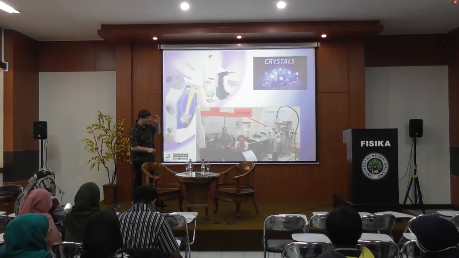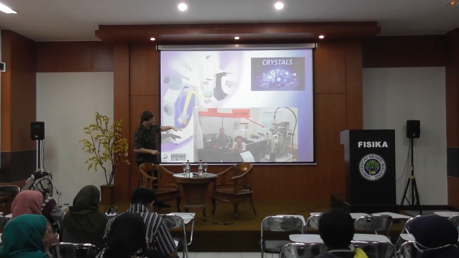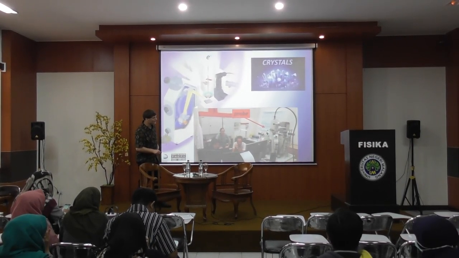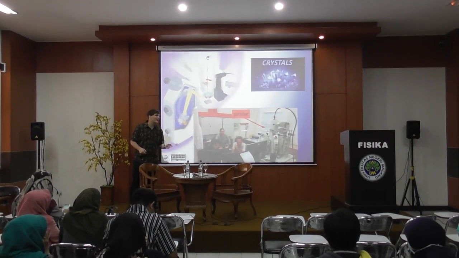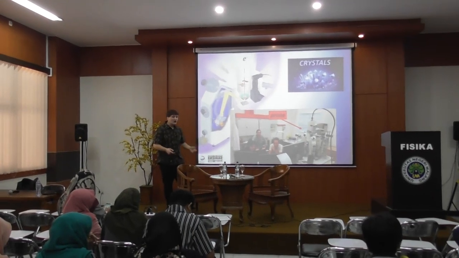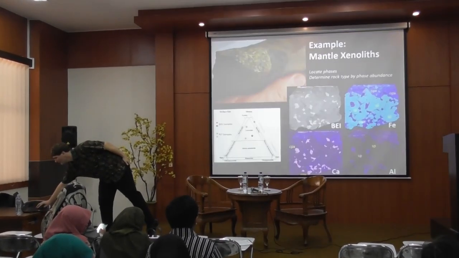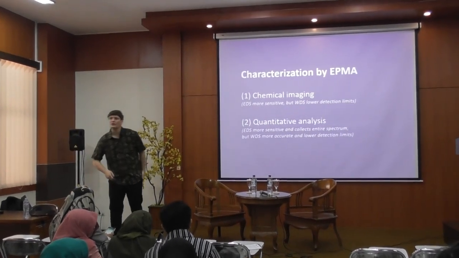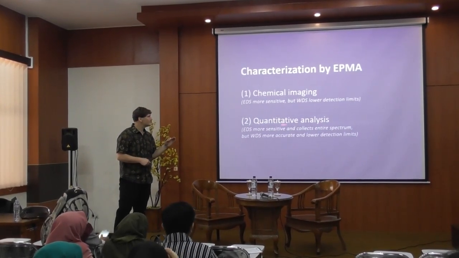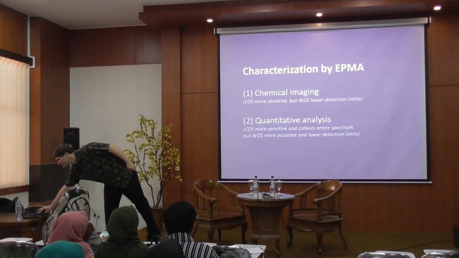And this is our probe, so this is an EPMA. This is the electron microscope. You can see it's got these five crystal spectrometers around it, so it can measure five wavelengths at once. So it's set up for doing chemical analysis. Other than that, it's just an electron microscope. So we can do both quantitative analysis, as I say, and we can also do chemical imaging. So we can do maps of specific elements.